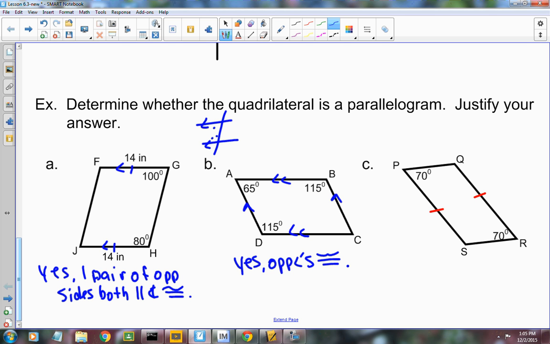All right, what about C? What do you think? No? Okay, that's correct. Why? There's really not enough information. I have one pair of opposite angles congruent, but I really don't know necessarily that these are congruent, do I? I don't know that these are supplementary, and I just have one pair of sides that are congruent. So there's really not enough information here for me to determine that. So I just have to assume that it's not a parallelogram.